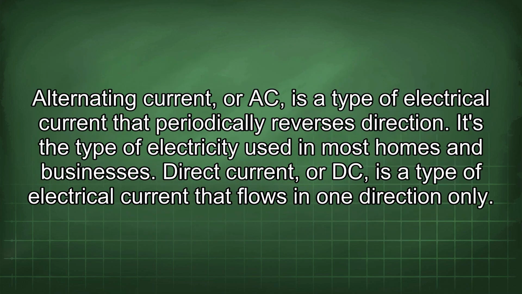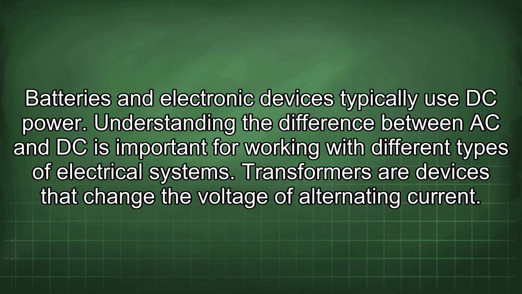Alternating current, or AC, is a type of electrical current that periodically reverses direction. It's the type of electricity used in most homes and businesses. Direct current, or DC, is a type of electrical current that flows in one direction only. Batteries and electronic devices typically use DC power. Understanding the difference between AC and DC is important for working with different types of electrical systems.